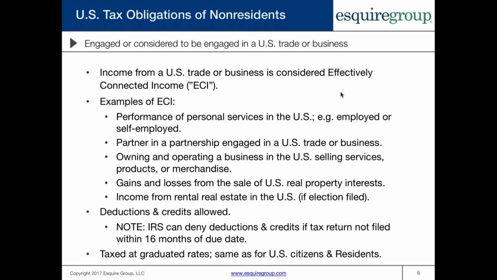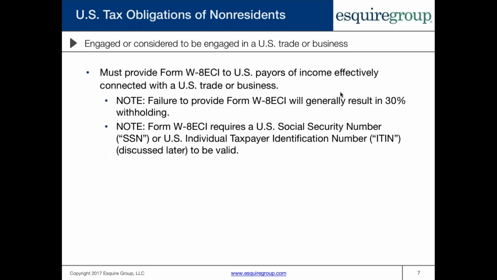One of the key differences between resident tax returns and non-resident tax returns is that if a non-resident does not file an income tax return within 16 months of the due date, the IRS can deny any deductions and essentially charge tax on the gross income. The non-resident alien would be filing Form 1040 NR in this case.